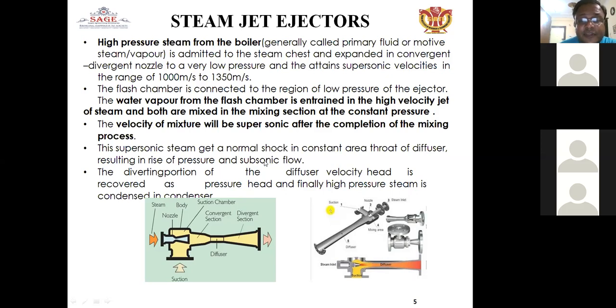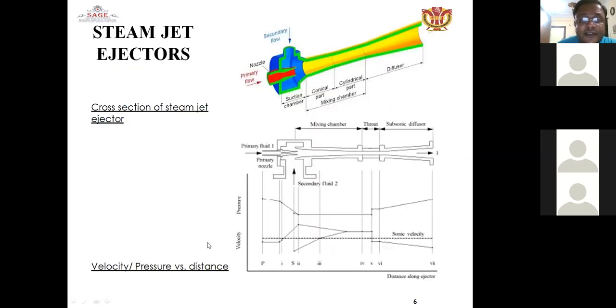This supersonic steam gets a normal shock in the constant area throat of the diffuser, resulting in the rise of pressure and subsonic flow. The diverging portion of the diffuser recovers the velocity head as a pressure head, and finally the high pressure steam is condensed in the condenser. This is the steam jet ejector diagram in which the cross section of the steam jet ejector is given. This is the picture shown here.